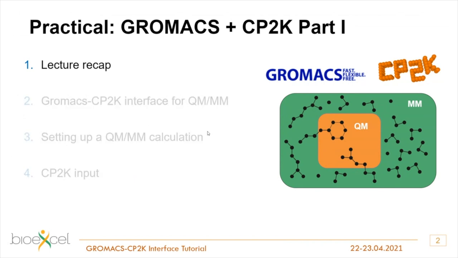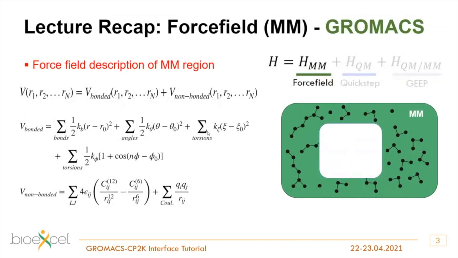Okay, so let's start with the lecture recap. It will be really short. As you might know, GROMACS is a molecular mechanics program. So it uses a classical so-called molecular force field to perform simulation of the system. What that means is that the total energy of your system, and its gradient, that is the movement of your system, is described by a number of quasi-classical parameters.